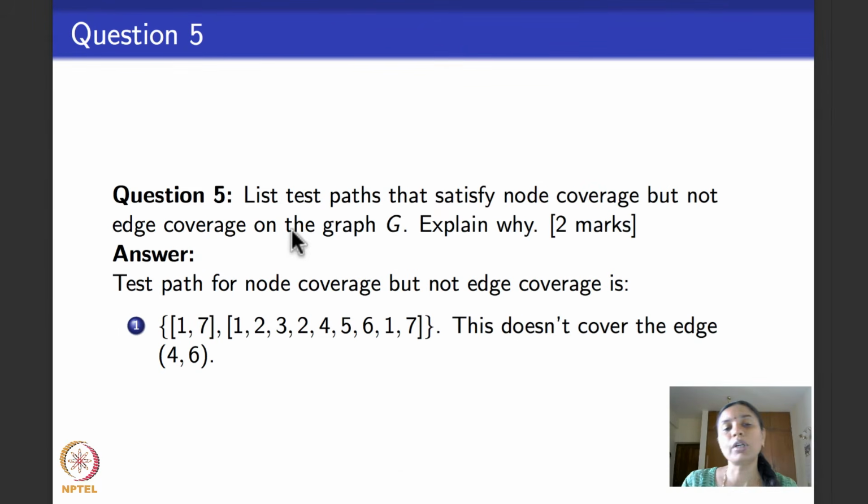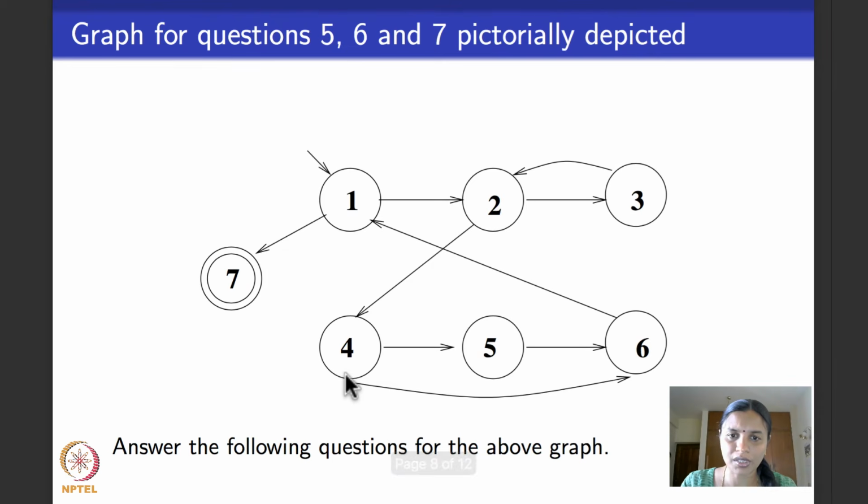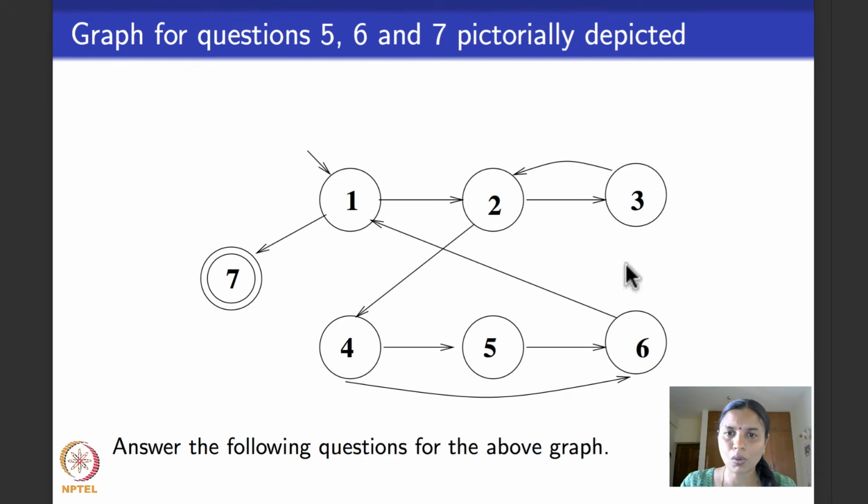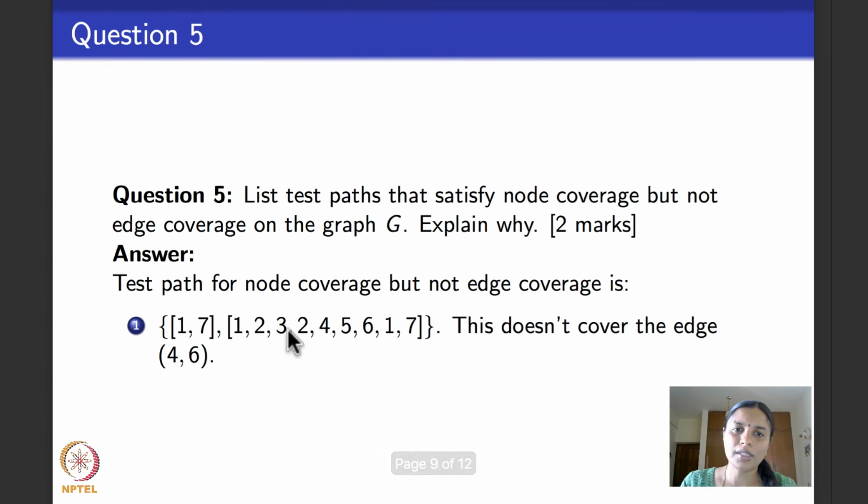But I had one more condition in my question, that was don't make it subsume edge coverage. So I have chosen the test path in such a way that I have left out one edge, which is the edge 4, 6. So if you see, this test path achieves node coverage, but it almost achieves edge coverage. It visits all the edges except for this edge 4, 6. So this test path is a good enough answer for this question.